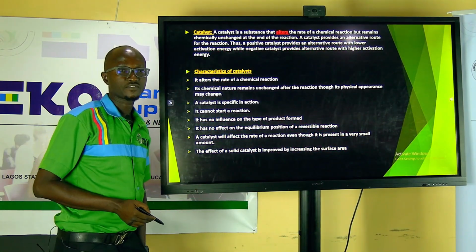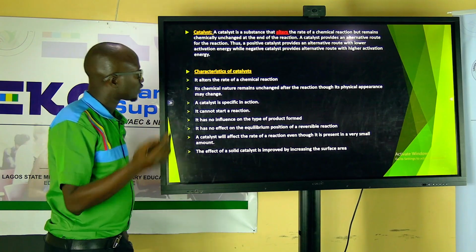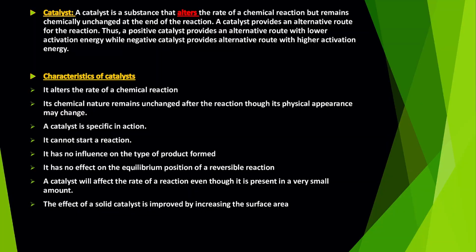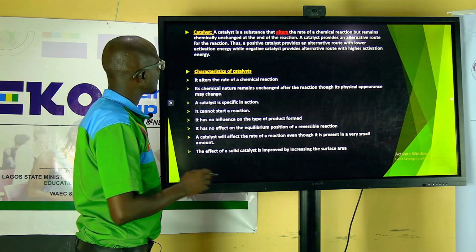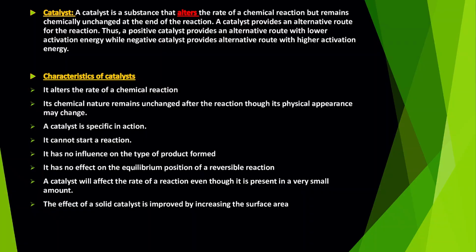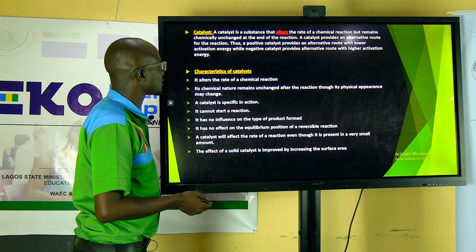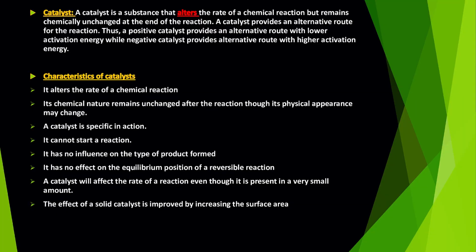Catalyst is another factor that affects rate of reaction. We all know what a catalyst is. A catalyst is a substance that alters the rate of a chemical reaction, but remains chemically unchanged at the end of the reaction. A catalyst provides an alternative route for the reaction. Thus, a positive catalyst provides an alternative route with lower activation energy, while a negative catalyst provides an alternative route with higher activation energy.